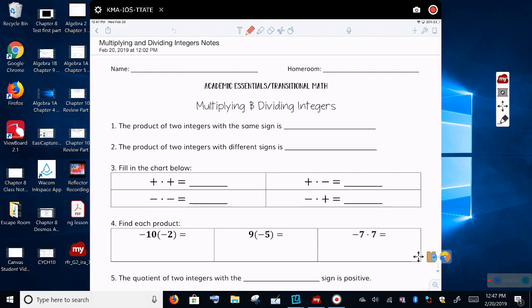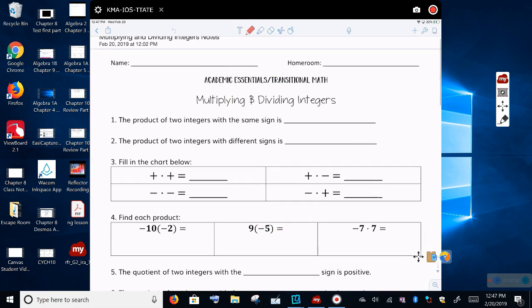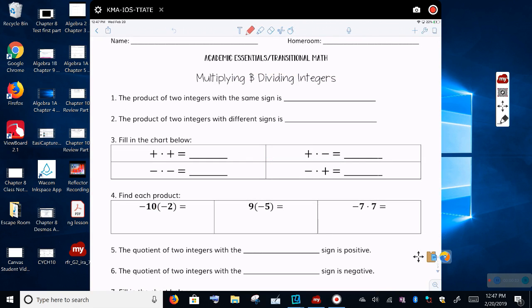Okay, so last week we introduced multiplying integers. We're going to still work with that a little bit today, but then we're also going to be doing dividing integers.